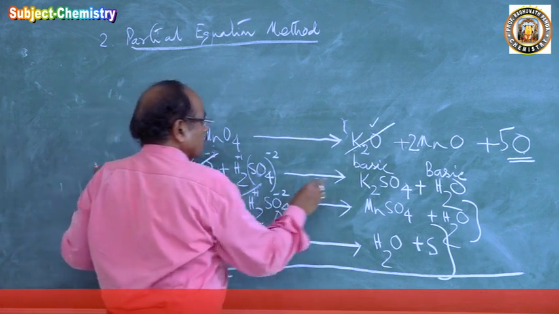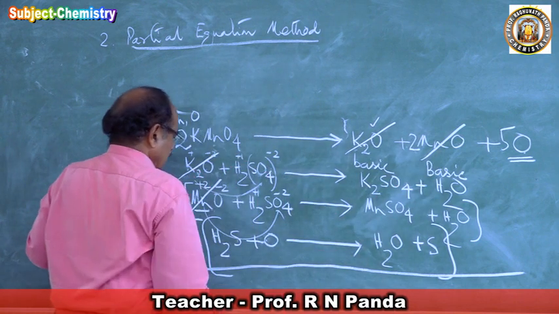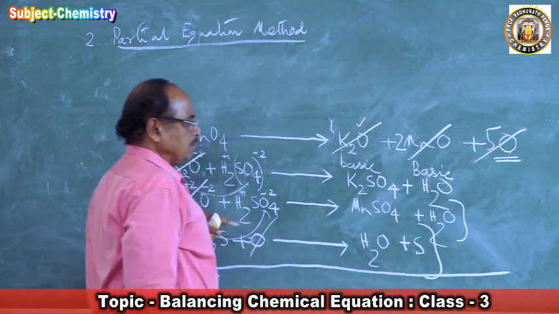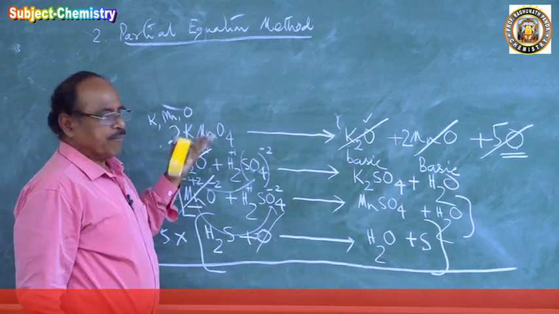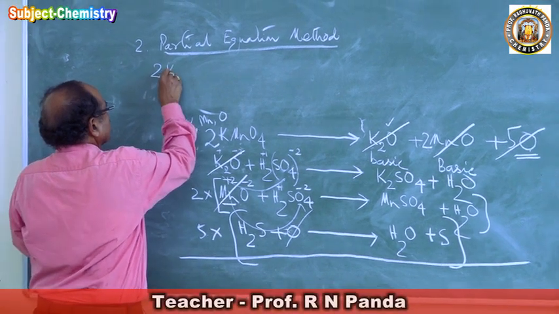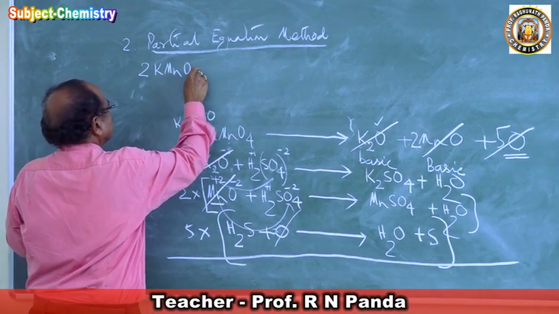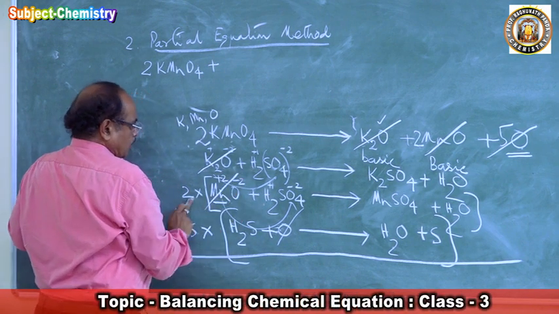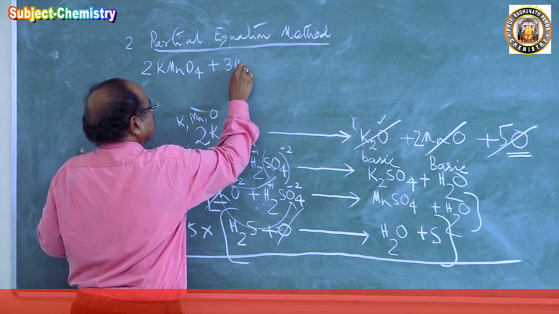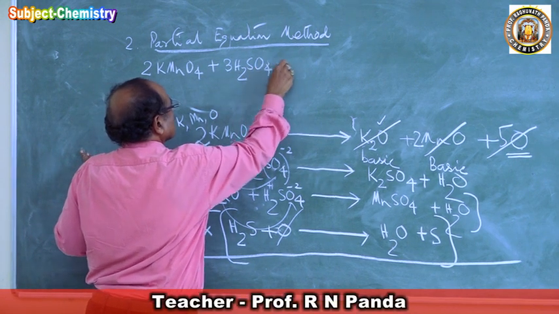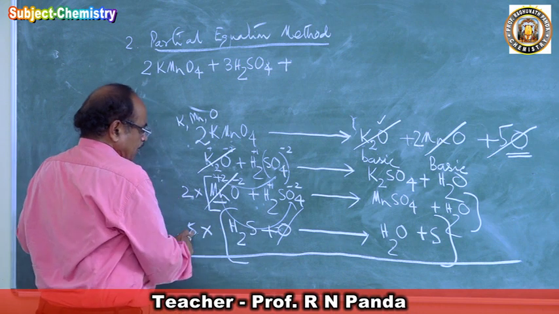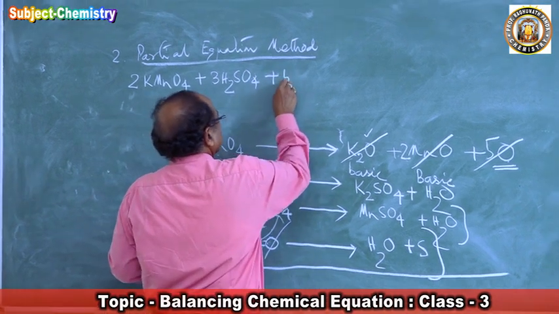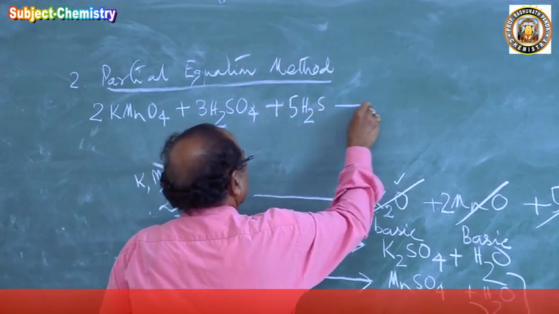Then MnO will cancel with MnO. Then 5O will cancel with 5O. So whatever remains we will add now. So 2KMnO4, what is your final equation? 2KMnO4 reacts with how many sulfuric acid? 1 sulfuric acid, 2 sulfuric acid, 3 sulfuric acid. Then H2S, how many H2S? 5. We are multiplying here 5. So 5 H2S will form what?